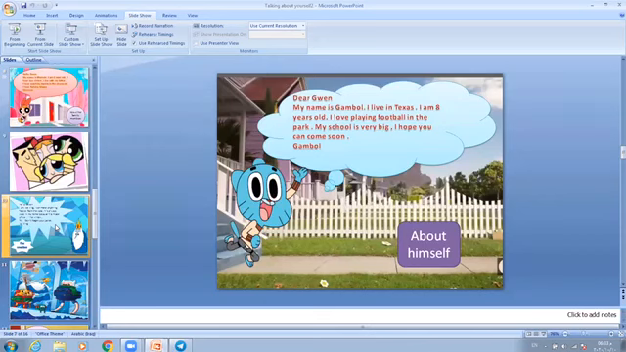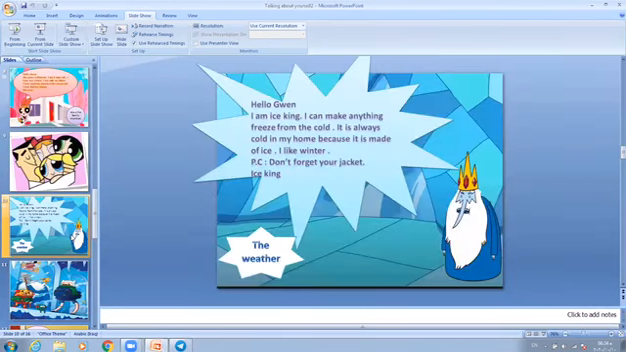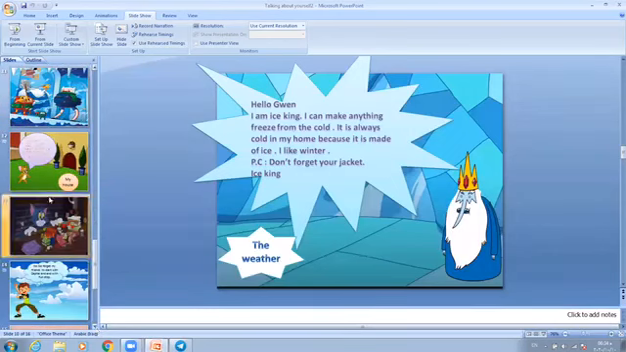Okay, I will talk about the weather. Or like the Ice King, who said the weather is cold, everything in his house is frozen. Or I can talk about my house. For example I say I have one bathroom. I have 4 bedrooms or 2 bedrooms. I have a big hall. I have a big guest room. Okay.